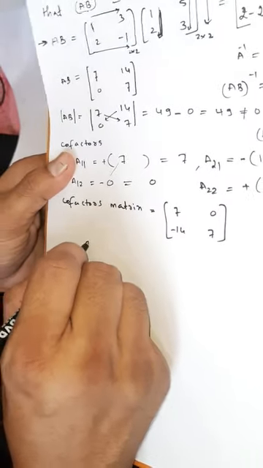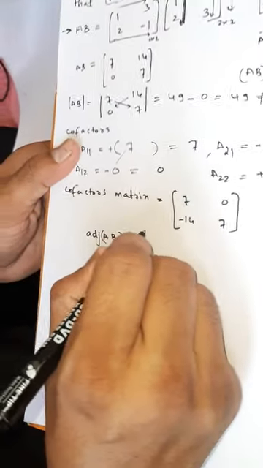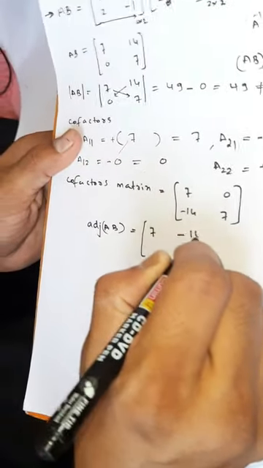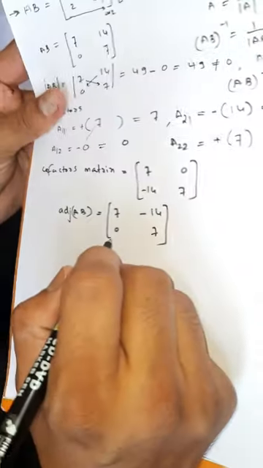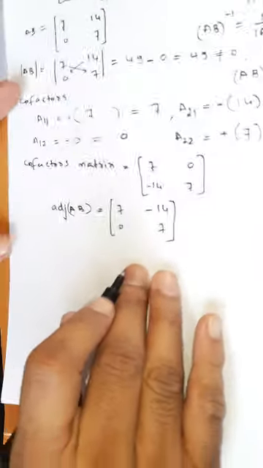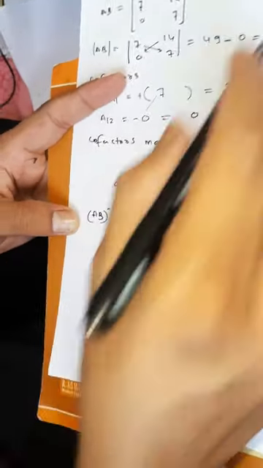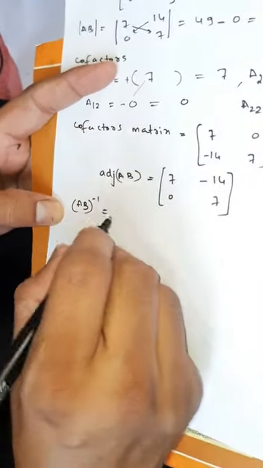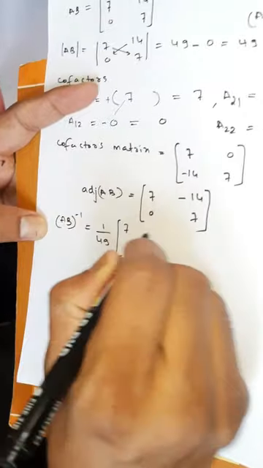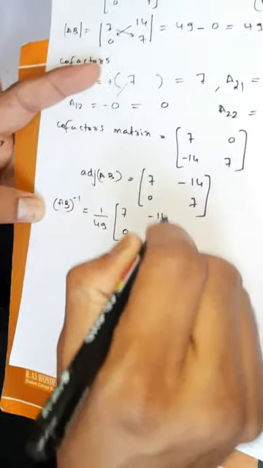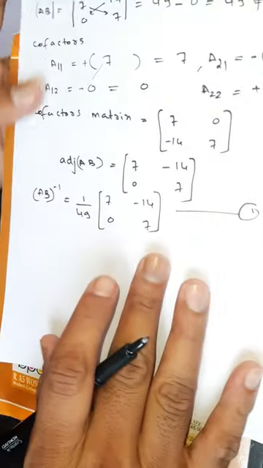Now we know our definition of adjoint of matrix. Adjoint of matrix is the transpose of the cofactors matrix, that is 7, -14, 0, 7. This is the adjoint of the matrix AB. So now we write AB inverse is equal to 1 by determinant AB into adjoint AB. Our formula: 1 by determinant AB is 1/49, into adjoint AB, which is 7, -14, 0, 7. This is the AB inverse, that is LHS side.